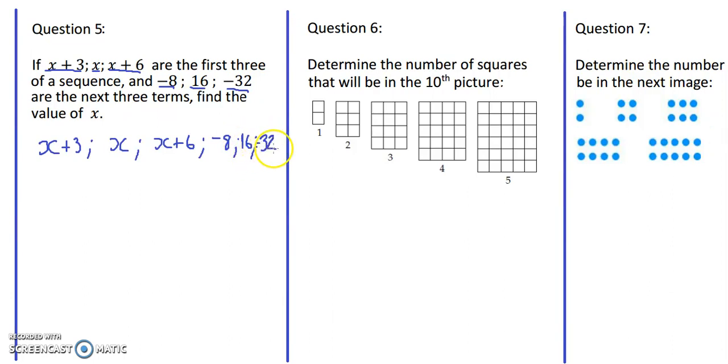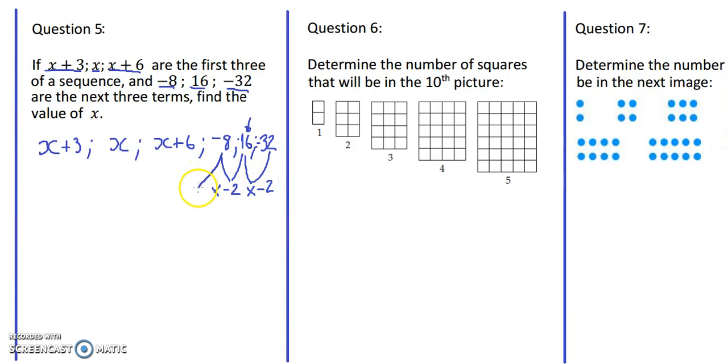What's happening between these three terms? How do I get from negative 8 to 16? Well, I could say that I've added 32, but then it won't really work out with this. What I can tell you is that I've multiplied by negative 2. So negative 8 multiplied by negative 2 gives me positive 16. And 16 multiplied by negative 2 is going to give me negative 32.